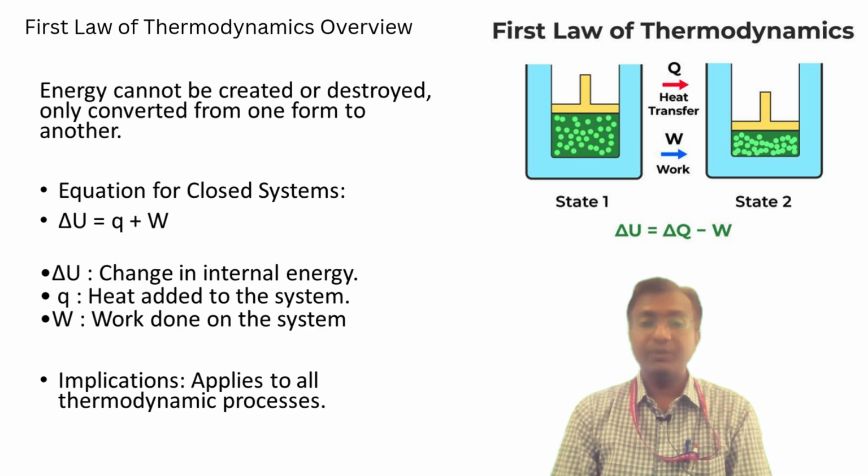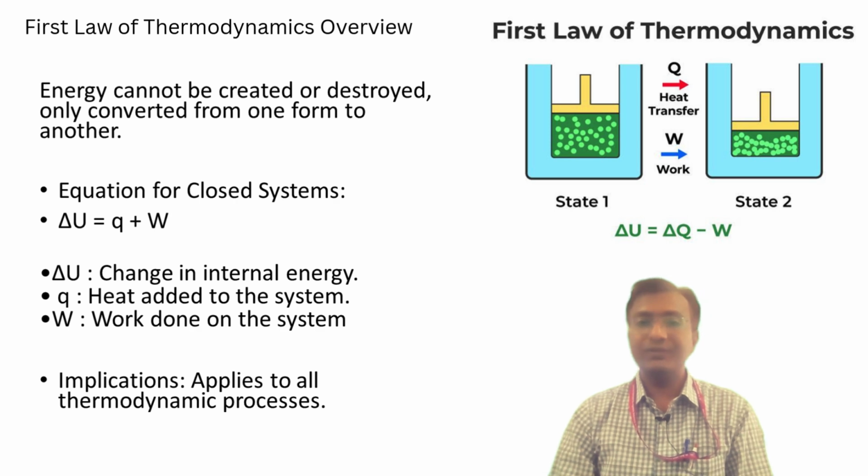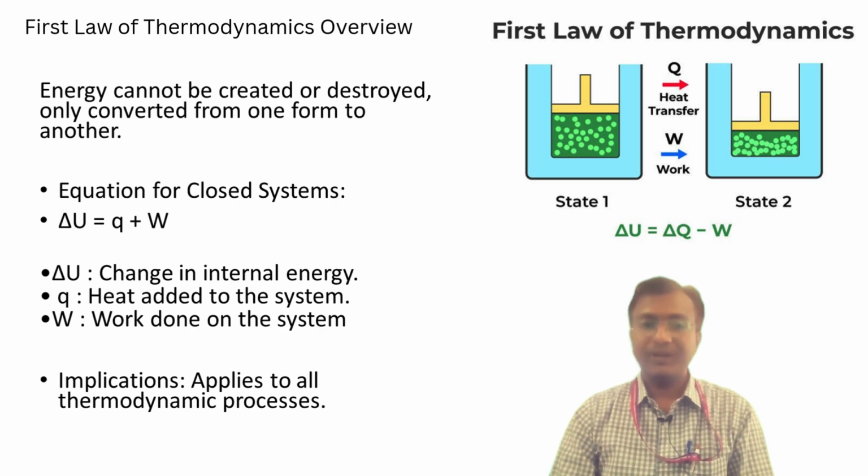Which are the thermodynamic processes? Just recall. In the last session, we saw the isothermal, isobaric, and isochoric processes. So for these processes, we can apply the first law of thermodynamics. Now, in the case of a closed system, there is no mass crossing the boundary; no mass is coming inside or going outside the boundary.